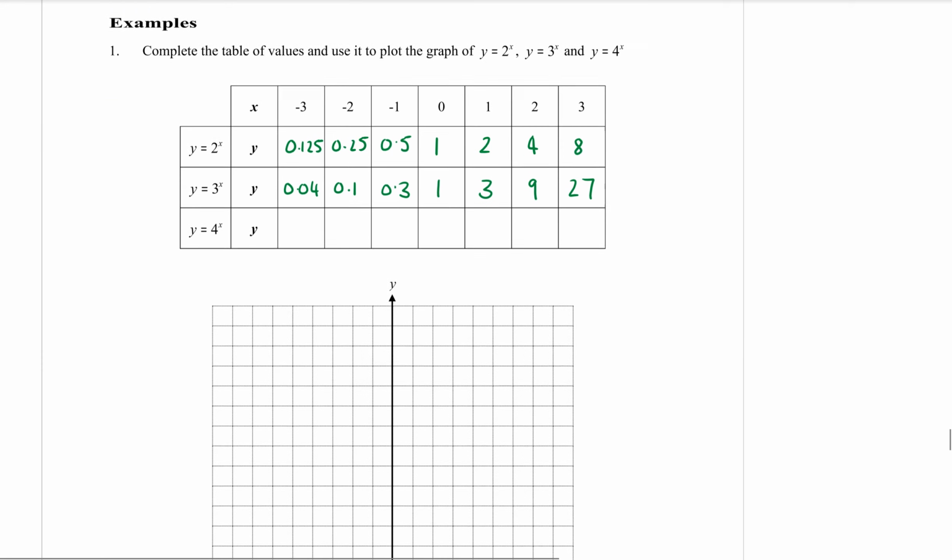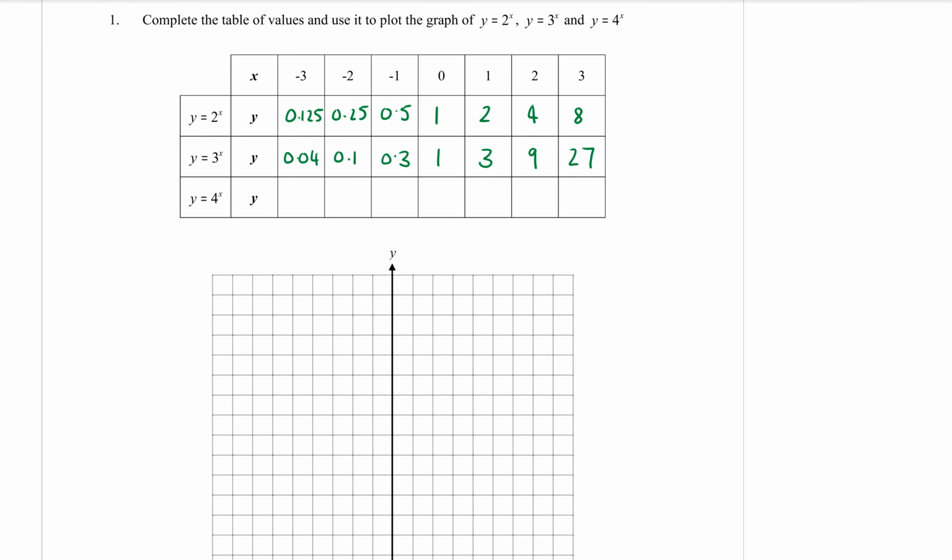This is the easy part, isn't it? So 4 now. 4 to the power of negative 3. I think 0.02. Yeah, we'll round that one up. 4 to the power of negative 2. 0.06. 4 to the power of negative 1. 4 to the power of 0. 1. 4 to the power of 1. 4 to the power of 2. 4 to the power of 3. It's a race. Wonderful. I'm sure you'll be also fast with your exercises. Okay, let's plot those.